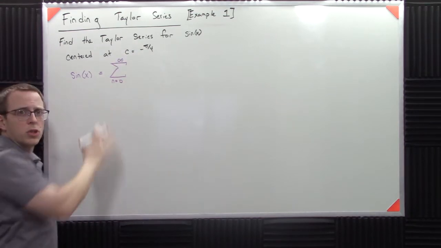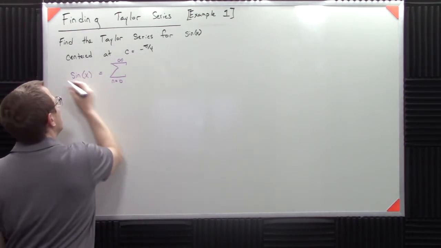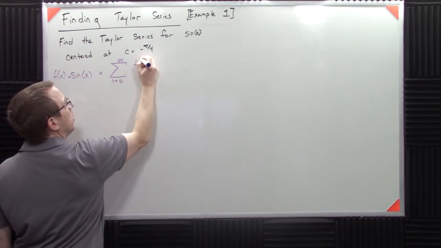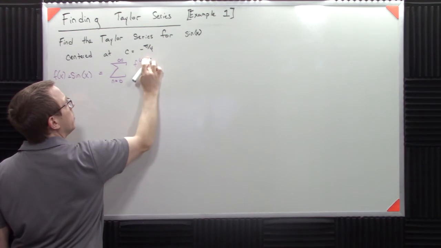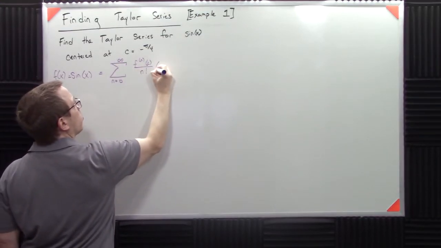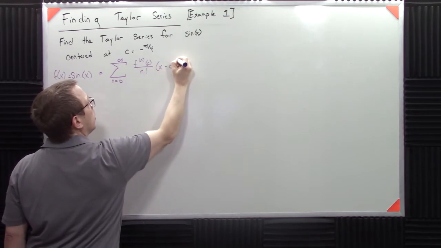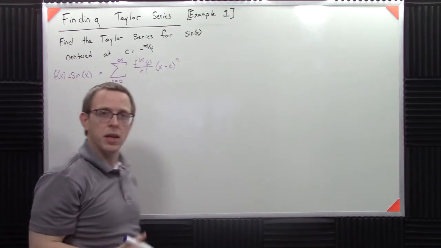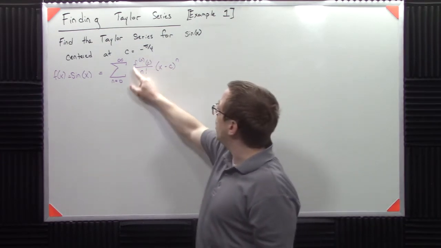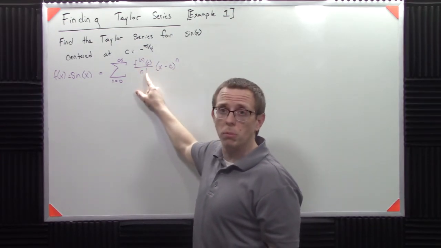The sine function is going to be equal to, so if this is f of x, then it's going to be the nth derivative at c divided by n factorial times x minus c to the n. So remember, this is a power series, so we have x minus c to the n. And then all these are always going to resolve to some number, right?